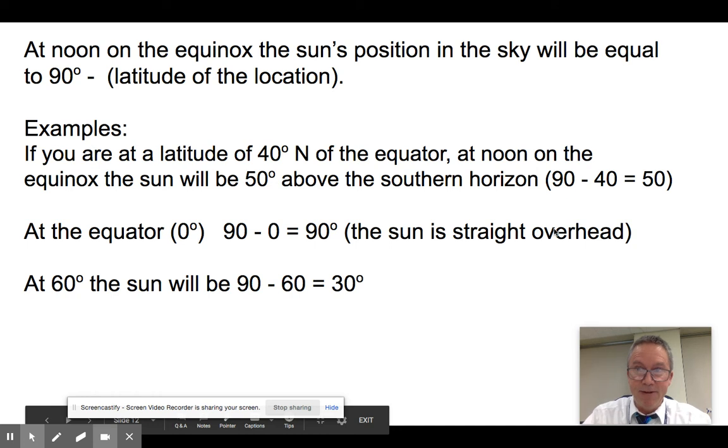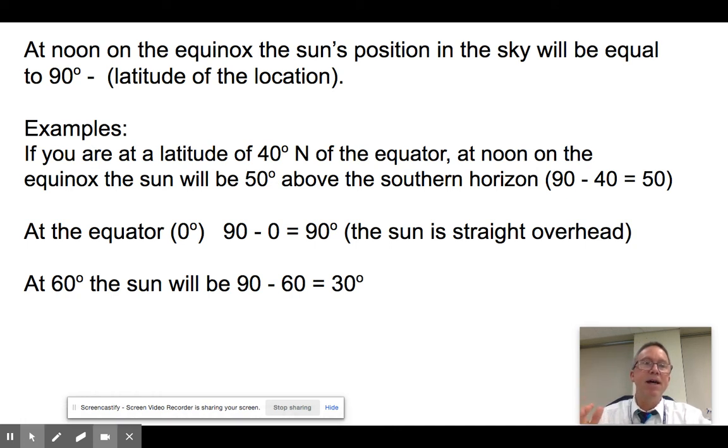Now, get ready for this. Okay, so let's think about this. At noon on the equinox, where is the sun going to be in the sky? Well, here's where it's going to be. Take 90 degrees and subtract your latitude, and that's where it's going to be in the sky. So, for instance, let's just say you live at a latitude of 40 degrees north. That means at noon on the equinox, the sun is going to be 50 degrees above the southern horizon. In other words, 90 minus your latitude gives the position of the sun in the sky: 50.